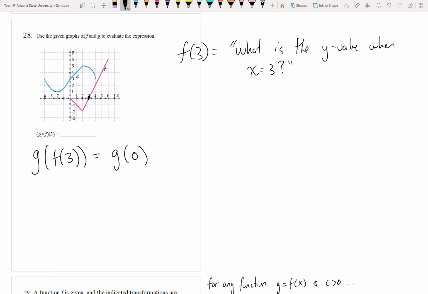And then this is asking you right here, what is the y value on the g graph when x equals 0? Where is x equals 0? Right here. And then you go straight to the g graph, which is up here. So the answer, what is the y value, is 3.